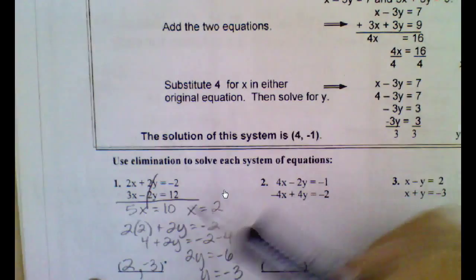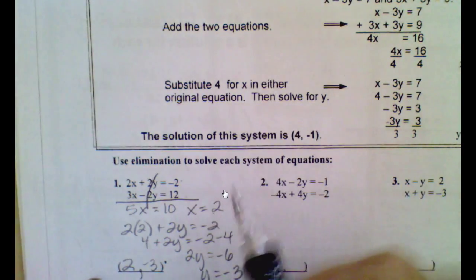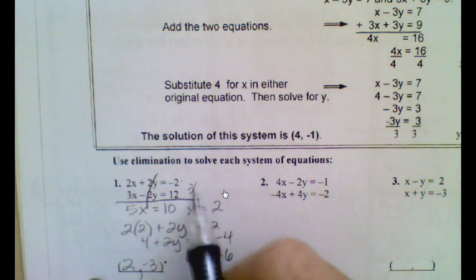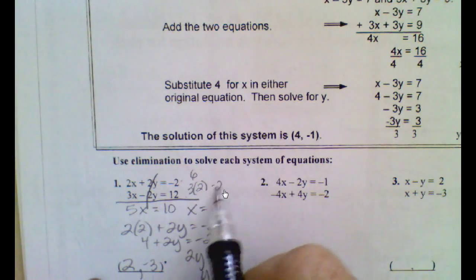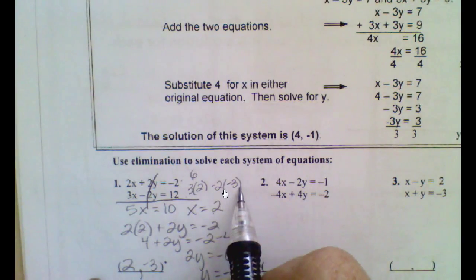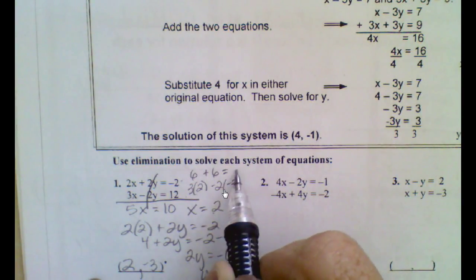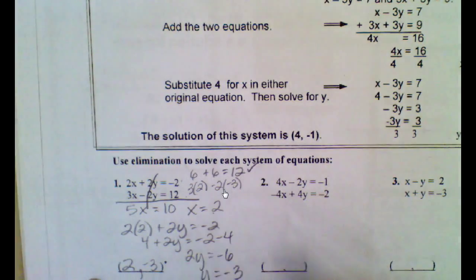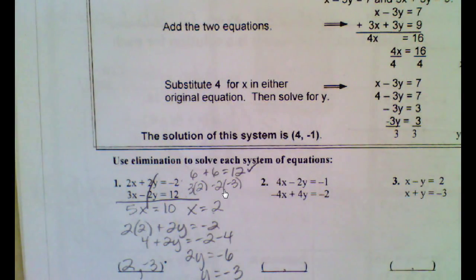Okay, and since we used the first equation to solve it, let's use the second equation to check it. So 3 times 2 is 6, minus 2 times negative 3, also 6. So 6 plus 6 is 12, and that should check out. Yeah? Okay. Good. All right, number 2, Reagan.